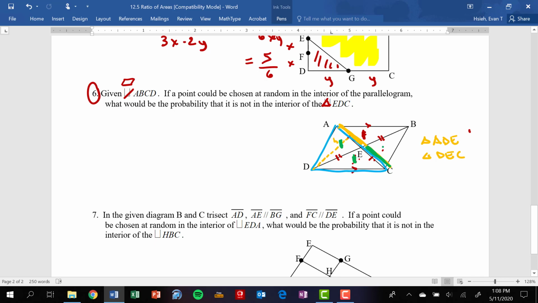And likewise, I can do the same with this one. They're all in a 1-to-1 ratio. So all the areas are the same for each of these triangles within this parallelogram. And so if I look at this thing, the probability that it's not in the interior of EDC, which is this triangle right here, would just be that it's in these three triangles over here, so it's just going to be 3 over the total area, which is 4, or 3 over 4.